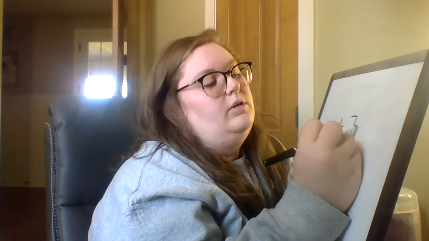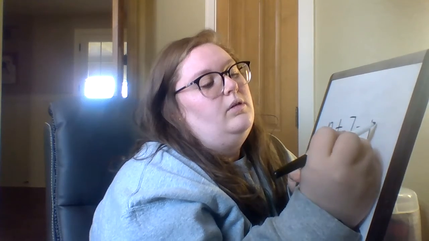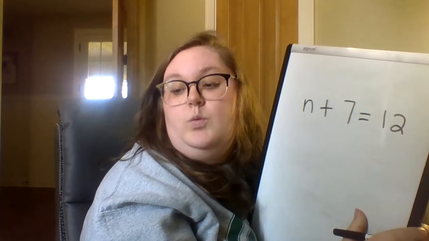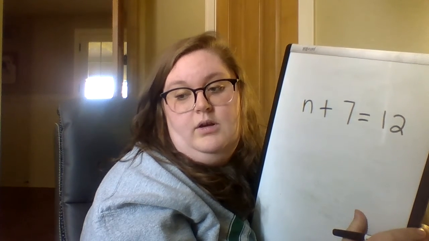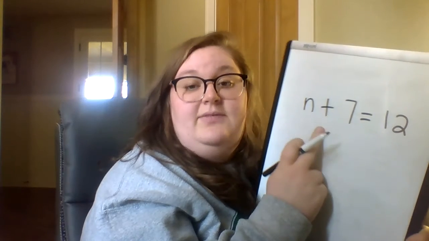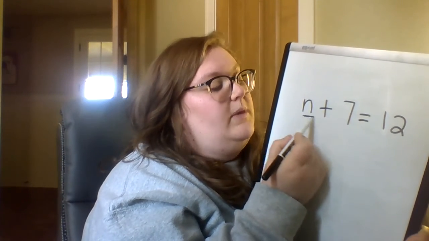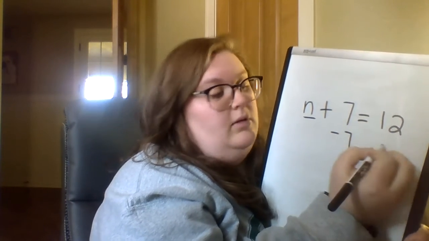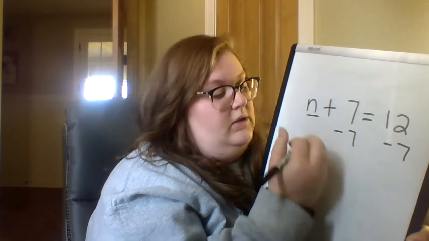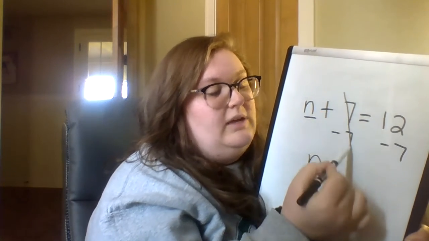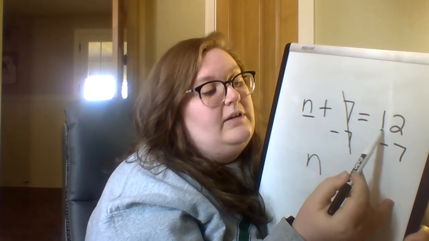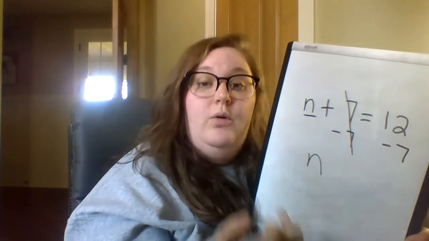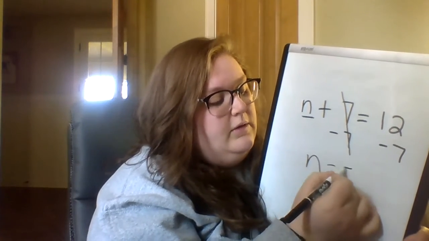So let's do n plus 7 equals 12. Okay, so what I need to find is my n, which is my variable. So what I'm going to do is subtract 7 from each side. So then I am left with n because these two cancel out. And now I need to figure out what is 12 minus 7. What is 12 minus 7? So 12 minus 7 equals 5.